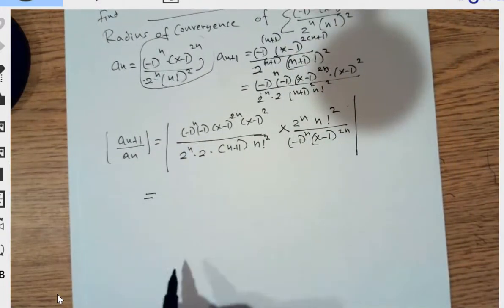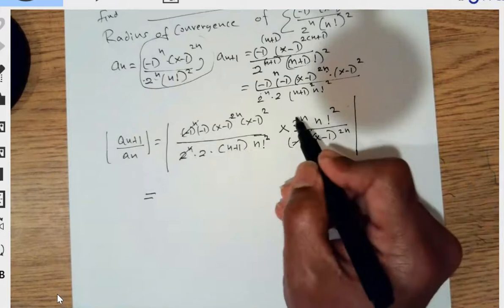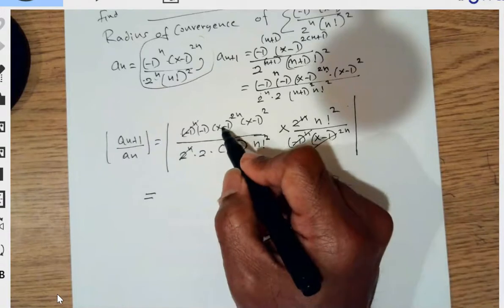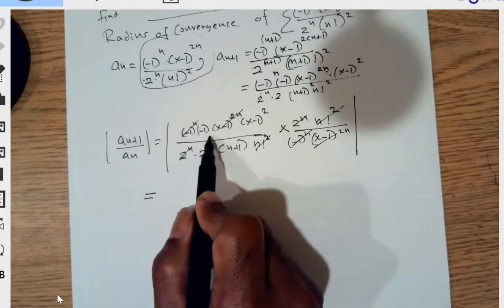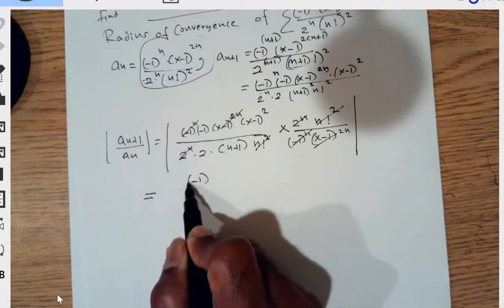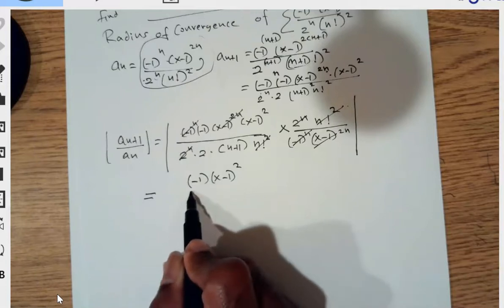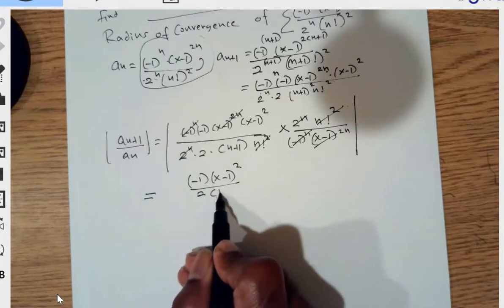So let's see what cancels off, right? So you can see the (-1)^n cancels off, 2^(2n) cancels off, (x - 1)^(2n) cancels off. Okay, so n factorial squared will cancel off n factorial. That's the advantage of actually simplifying it earlier. Okay, so I have -1 left. Let's write that down. And (x - 1)^2 will be left from the top. And then I have 2^2 from the bottom. And I have (n+1) left from the bottom.